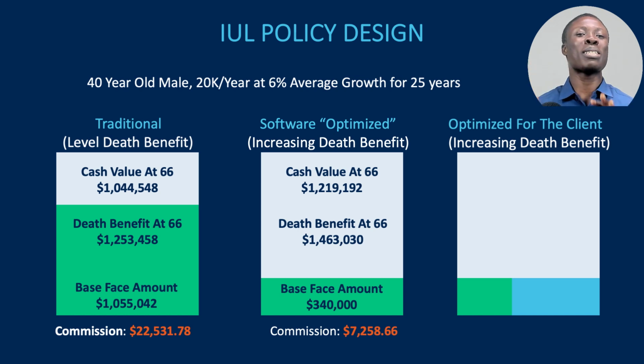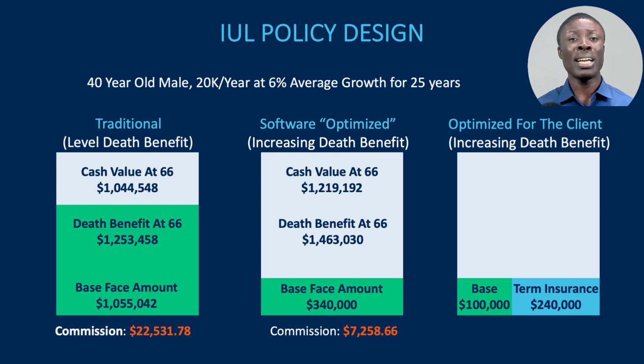The difference between this design and the second design is that we further reduce the base face amount to the lowest the insurance company will allow, in this case, $100,000. We can then blend the term insurance to give us the necessary max space we need to be able to contribute $20,000. This term insurance is an annual renewable term insurance, so it is no different from the base insurance. As far as your policy is active, you will always have it.